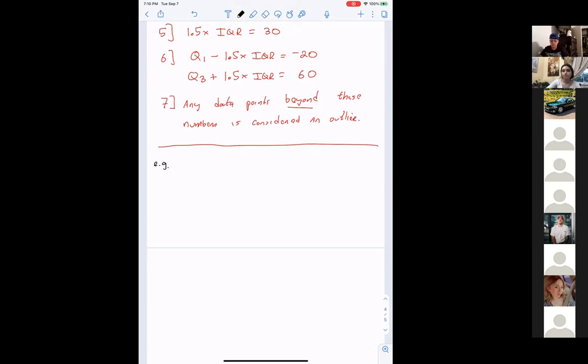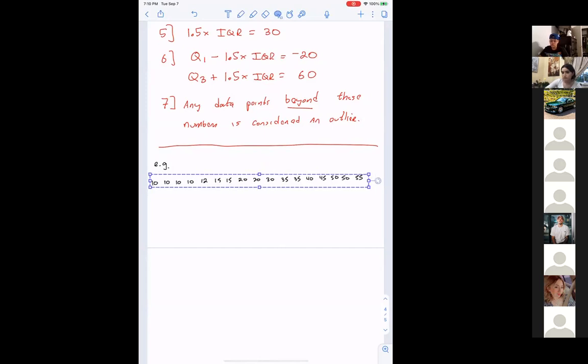Okay, so we're going to do the following example. Okay, so here's an example. 10, 10, 10, 10, 12, 15, 15, 20, 20, 30, 35, 35, 40, 45, 50, 50, 55. The magic of the iPad makes them smaller.